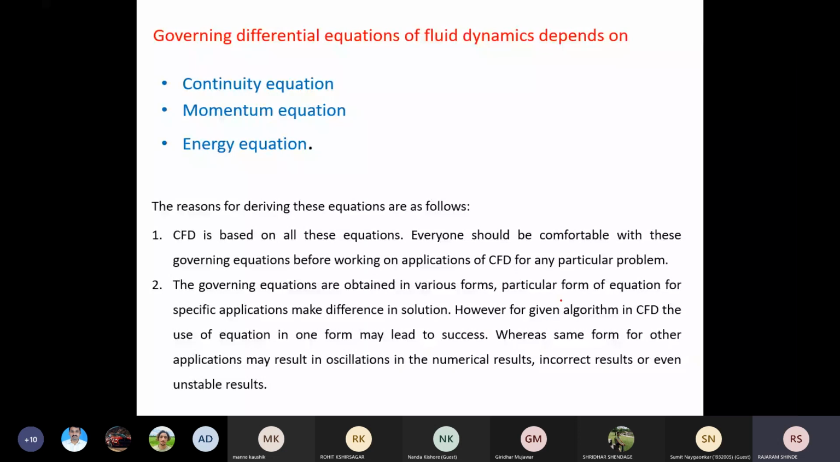However, for a given algorithm in CFD, the use of an equation in one form may lead to success, whereas the same form for another application may result in oscillations in the numerical results, incorrect results, okay, or even unstable results. This is the reason. For that purpose, we have to understand the equations, or governing equations. In CFD, various forms of equations are of vital interest. We have to derive all these equations and we have to understand all these equations.